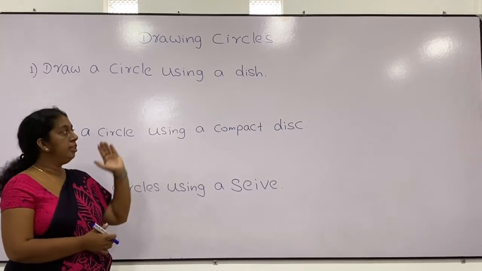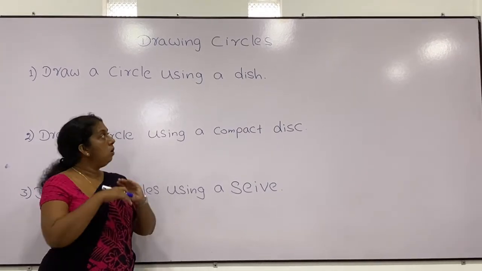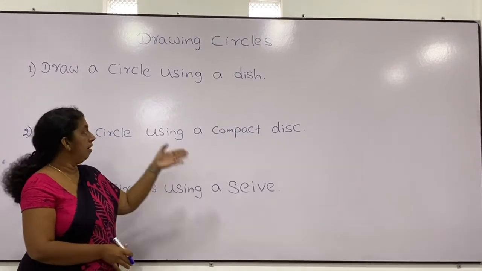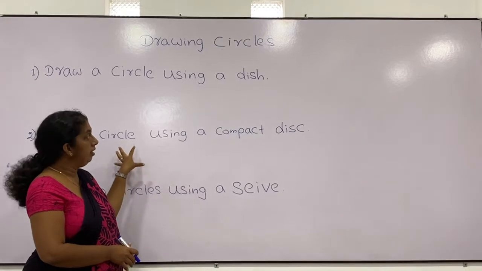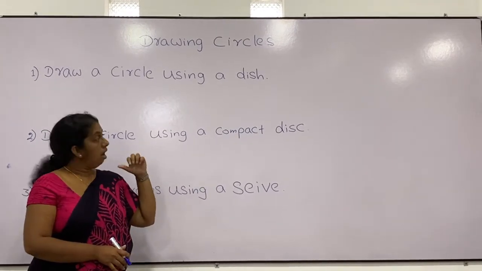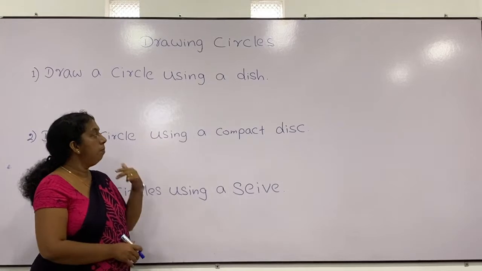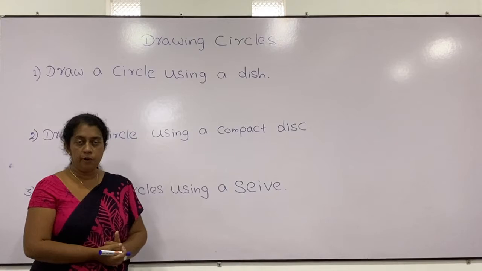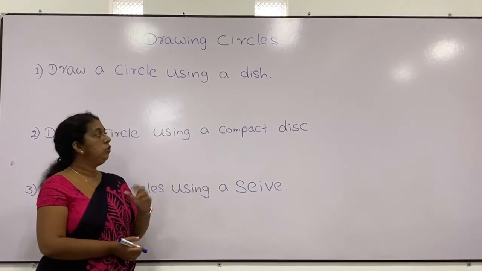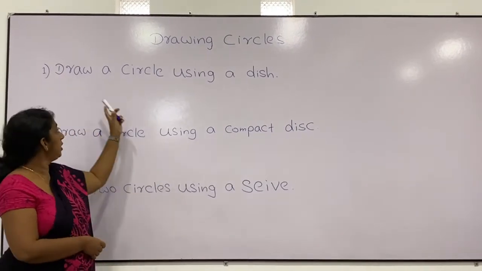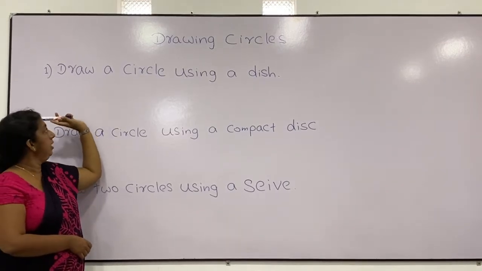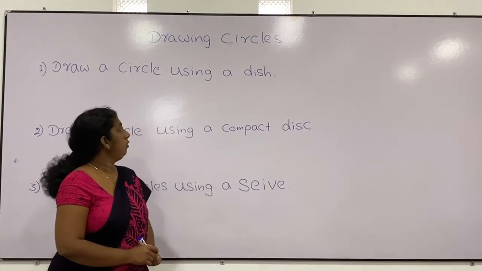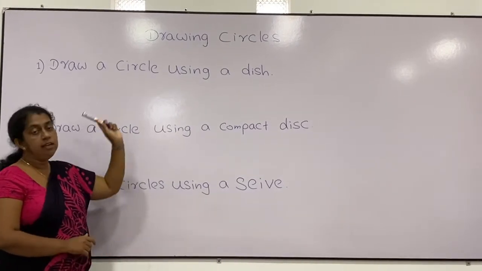So here from this part we are going to learn how to draw circles using circular objects. In our earlier part we identified what objects are in circular shapes. Now using those objects we are going to draw circles. Look at this first question, right? It is draw a circle using a dish.